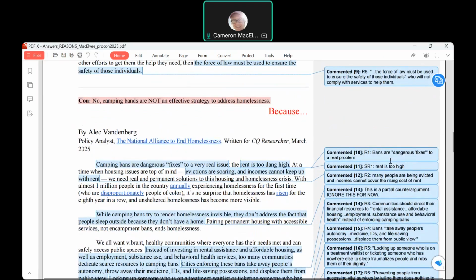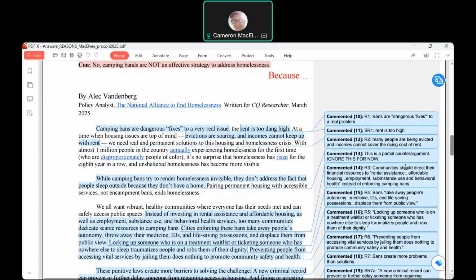They are not effective because bans are "dangerous fixes," he puts that in quotes, to a real problem. And his supporting reason to that real problem, what he means by that is rent is too high. Hopefully you're already starting to see that doesn't make sense, but we'll cover it in the next video. Why else are bans not effective? Because many people are being evicted and incomes cannot cover the rising cost of rent. That's why bans are not effective.